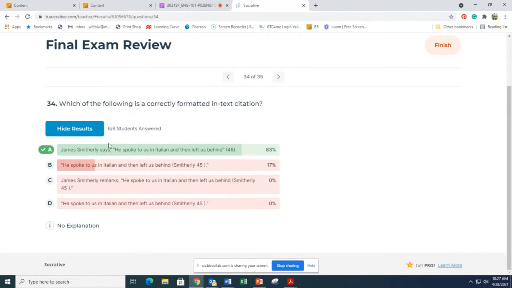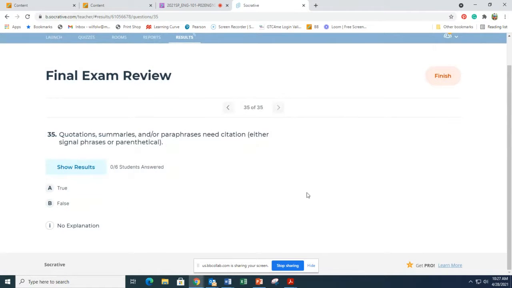Yeah, good job. So A is the best one because we've got a signal phrase here naming James Smitherly. We have a page number citation, and then everything's where it's supposed to be. With B, it would be fine, but the quotation marks shouldn't be after the citation. They should be before the citation. If it didn't have that, that'd be great. But I told you the differences were teeny tiny, but significant ones. Okay, good job. Last question in our review today, and then we'll wrap up.